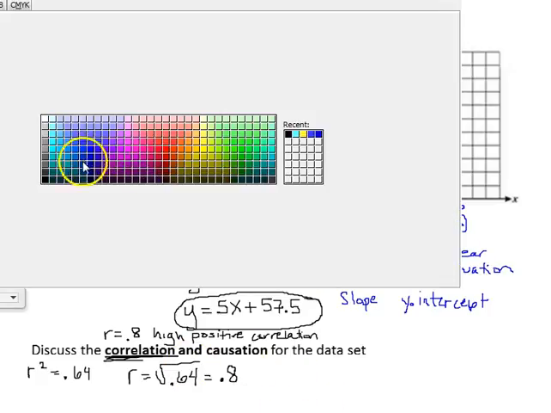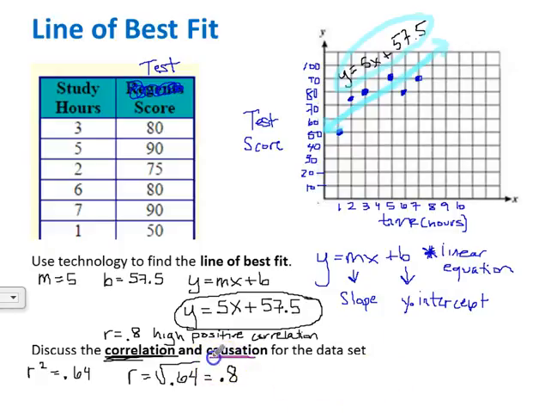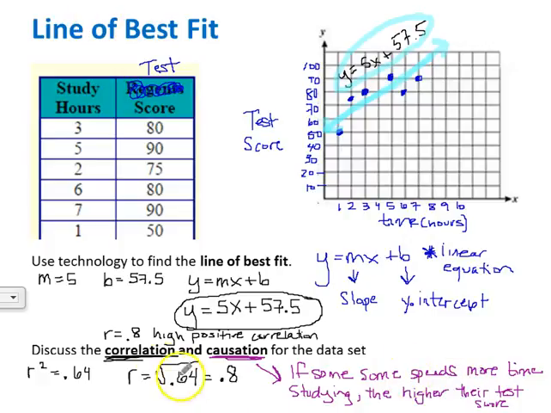Causation is when we look at our two data sets and see if it makes sense that one variable affects the other. And in this case, it really does. If someone spends more time studying, the higher their test score will be. I'm going to finish writing that in. So if someone spends more time studying, the higher their test score. That is the causation, looking at whether there is a relationship that makes sense between the two variables that you compared.